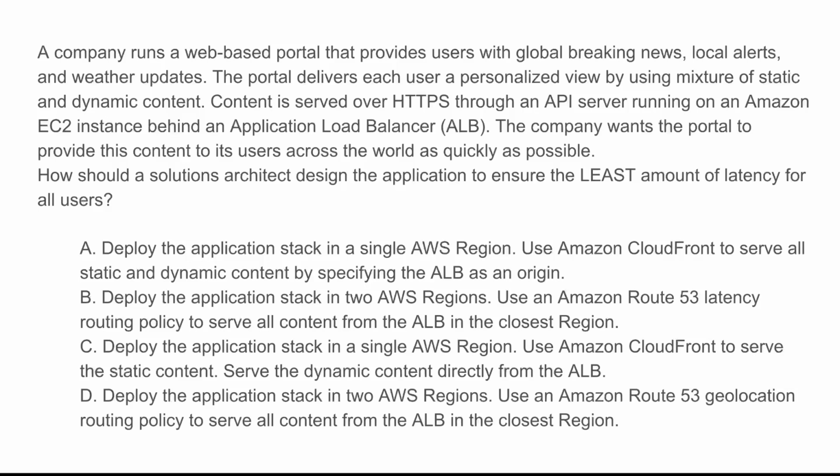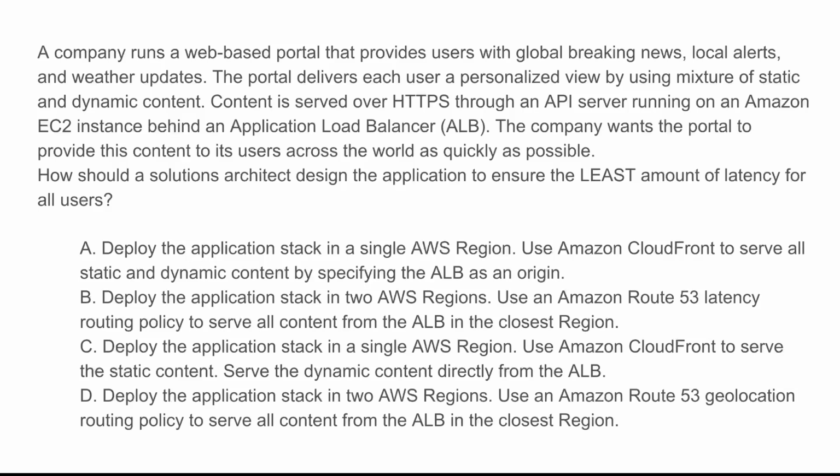And finally, option D deploys in two regions with Route 53 geolocation routing. Now, geolocation routing ensures users connect to a specific region based on location, which is good, but it does not improve dynamic content delivery, and it is not the most scalable solution for a truly global audience.